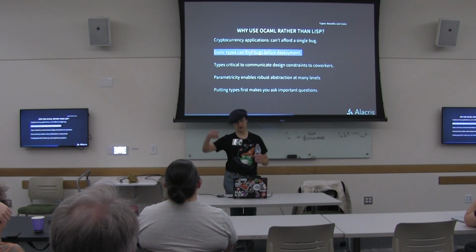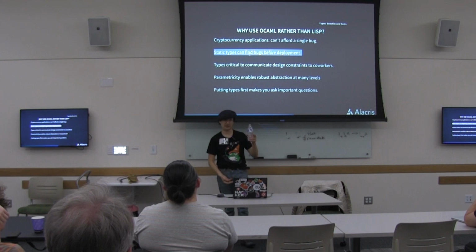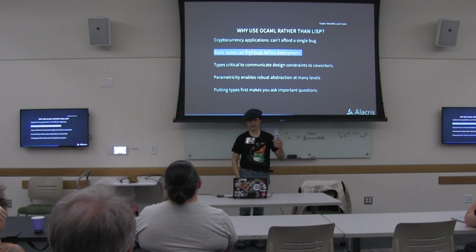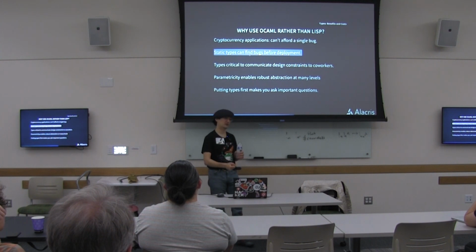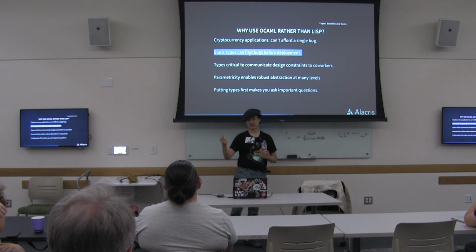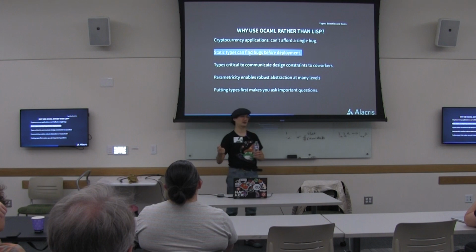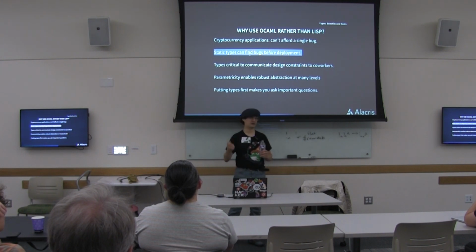Parametricity enables me to have robust abstraction at many levels. I will discuss that later. And putting types first forces you to ask the important questions. By having this system that is strongly typed, where you have to put types on everything, you have to ask the question, what is the actual structure of this?